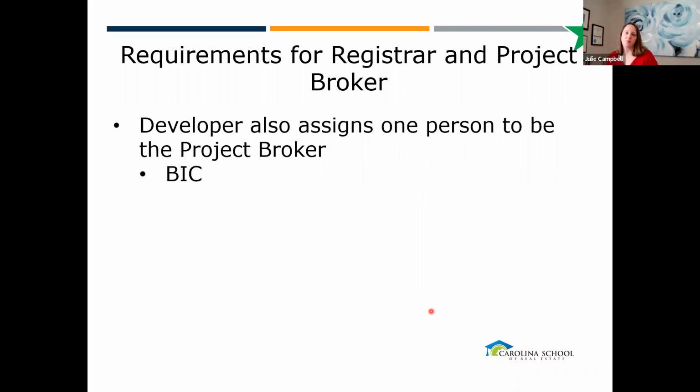Timeshare developers also need a project broker. Think of the project broker as the broker in charge of the timeshare. They're the ones handling the day-to-day affairs, making sure everybody's doing their job, doing what they're supposed to do, staying in compliance with license law and commission rule. So the project broker is like the broker in charge of that timeshare development.